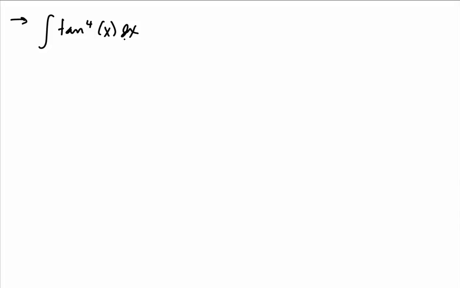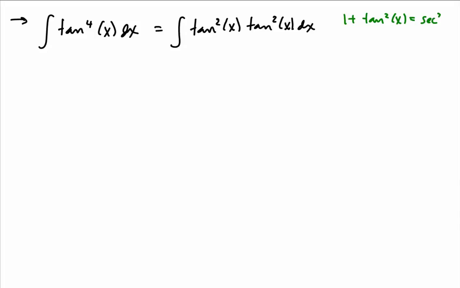So here, I think what I'll do is I'll split this out and rewrite it as tangent squared times tangent squared. And then I'll think about 1 plus tangent squared, I know, is equal to secant squared. Okay, so that's interesting. So I'm going to take one of these tangent squares and rewrite it as secant squared of x minus 1. Okay, so I'm going to rewrite this. Secant squared of x minus 1.